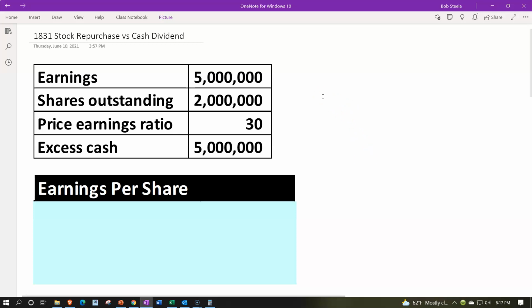That's going to be like the bottom line of the income statement in essence, which is net income of the 5 million. We got the shares outstanding. So that's how many units of shares that are out there, 2 million. The price earnings ratio, we're going to say, is at 30, and the excess cash, which we are considering either using to repurchase our own stock back or to be giving in the form of cash dividends, is 5 million.